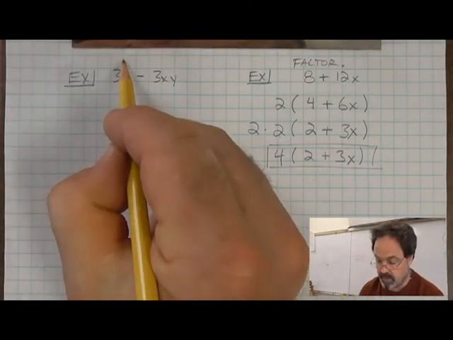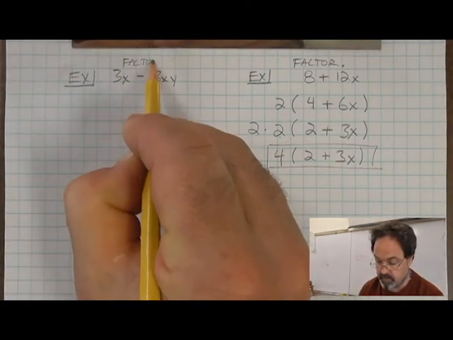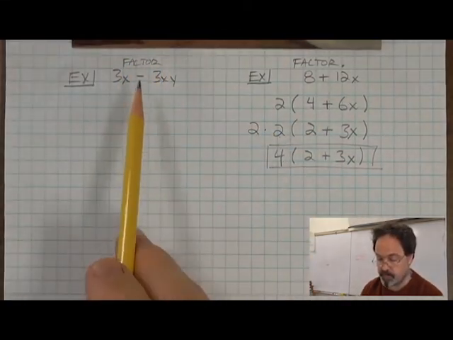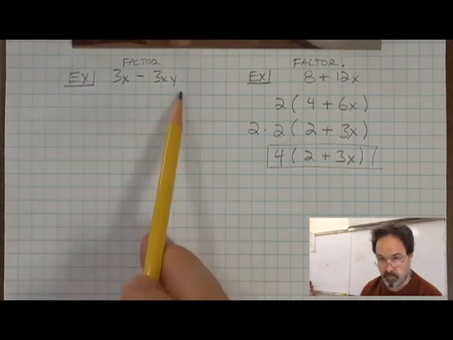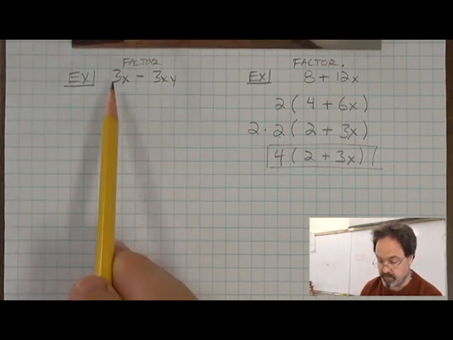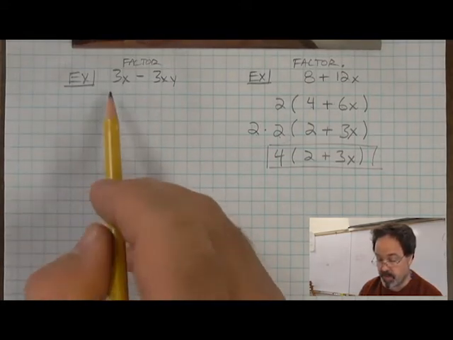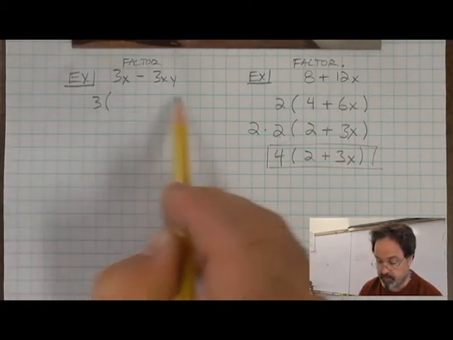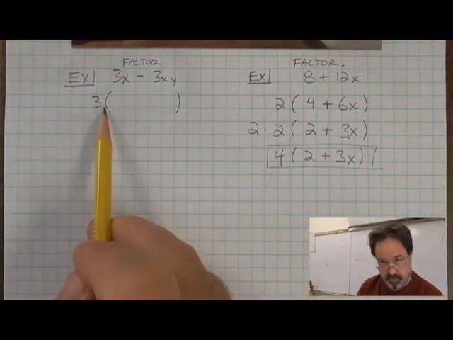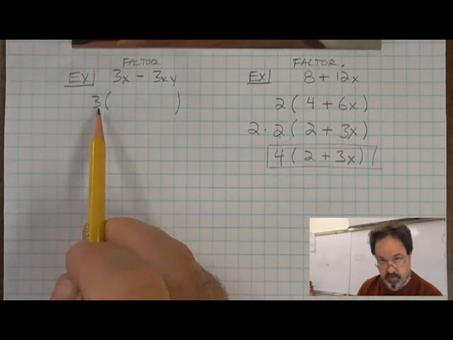And if I'm asked to factor this, then I'm thinking, what is going to divide these two terms evenly? I can immediately see that a 3 is a number in both terms. I can factor out that 3. I place it outside the parentheses and show it as multiplication now.